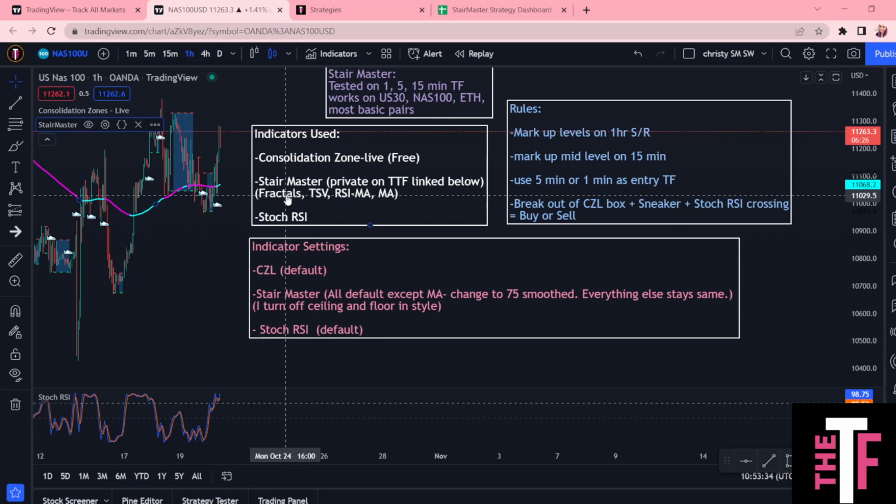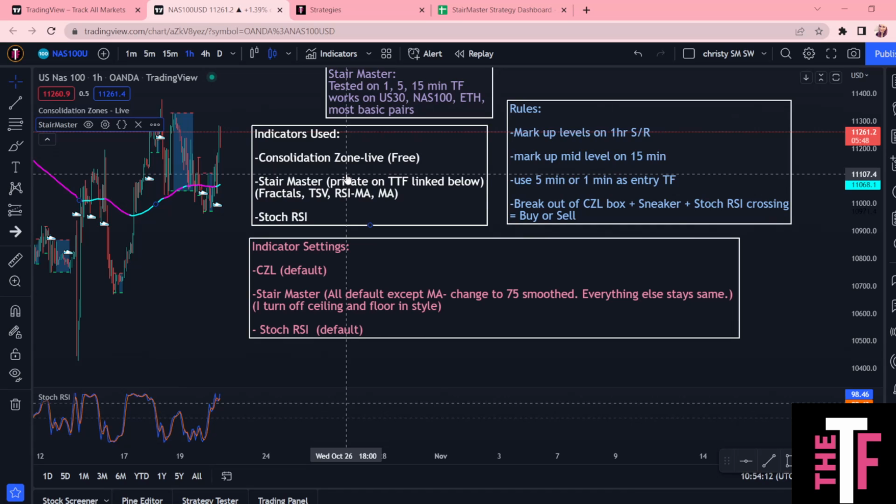So you'd have to be breaking out of a fractal. You'd have to have the TSV either purple for sells or blue for buys. You'd have to have the RSI MA crossed, so either below it for sells or above it for buys. And again, the MA would also have to be taken into consideration as far as the overall MA. So that is a lot going on there, and that's why we've condensed it down and customized it for you guys. All you need to know now is if you have a sneaker that prints, it's potentially an entry, and all of this stuff is already happening and coded in for you.